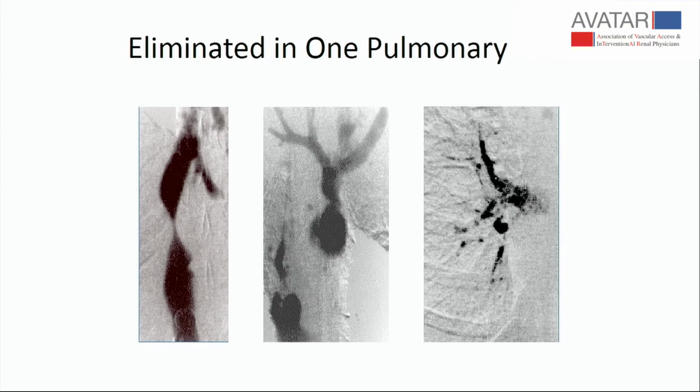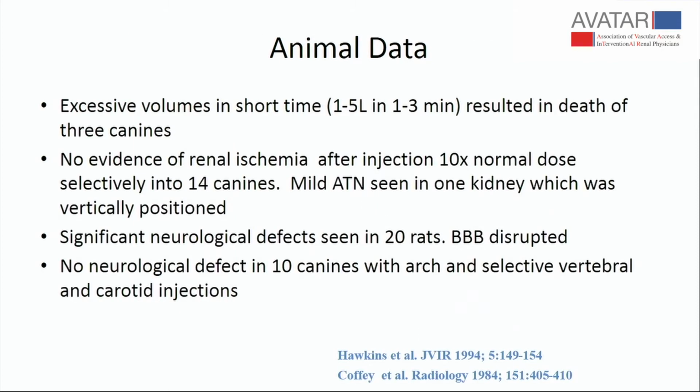These are some of the pictures that you will get with CO2. So it's eliminated in one pass, and this is a pulmonary artery. You see as it gets into the pulmonary artery, it starts to break up into little pieces. But you can get a pretty reasonable venogram here of the central veins. You can see a stenosis of the SVC. It can give you the information that you want to see.